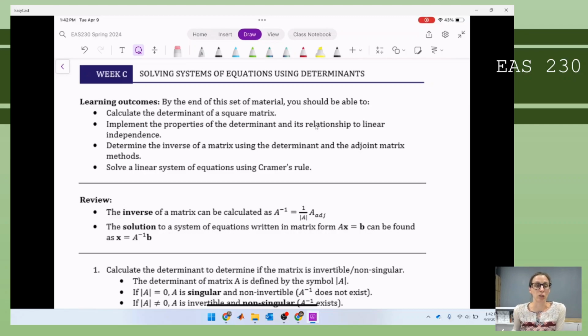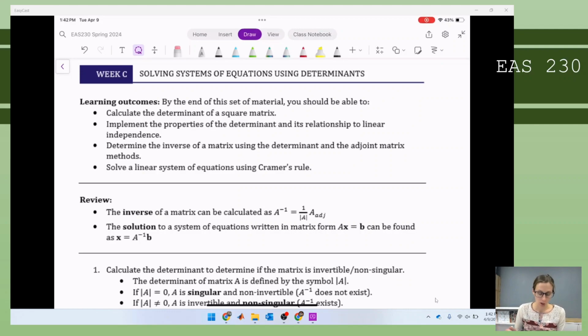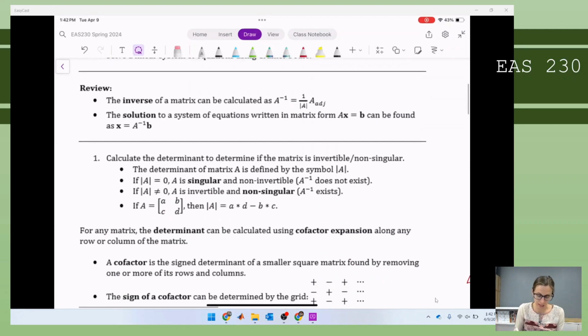In week C material, we are going to be solving systems of equations using determinants. If you remember, back in week 4, we calculated the inverse of a matrix as A inverse equals 1 over the determinant of A times A adjoint. So we are going to figure out how to do these calculations for matrices that are bigger than a 2 by 2. Then we can still use that to find the solution of a system of equations as x equals A inverse times B. So all of this goes back to solving systems of equations.